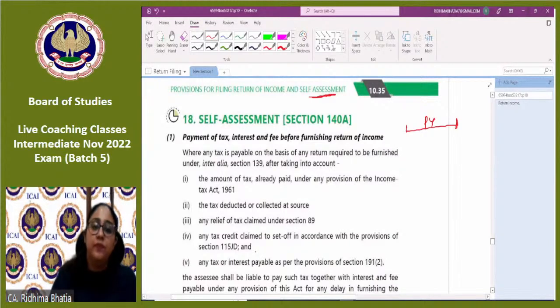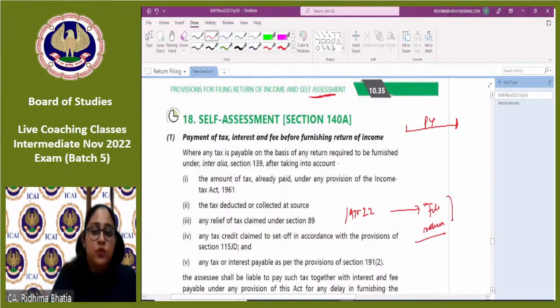Return filing se pehle. Why I'm saying it? Because practically you cannot file the return if any tax is due. So whatever you deposit from the 1st April of the assessment year till the time you file the return, that would be your self-assessment tax.